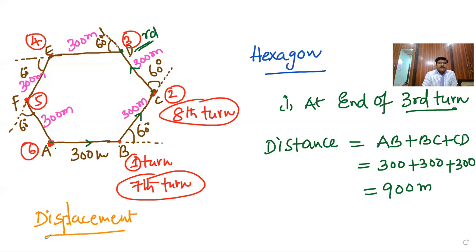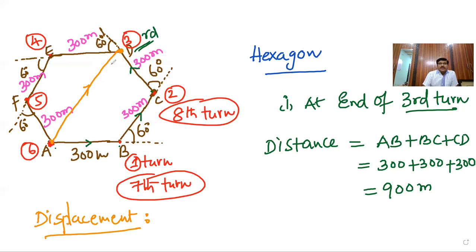What is the displacement? The shortest distance between the initial point A and the ending point. If I join these two points, this is the shortest distance. AD is the shortest distance. To find AD, I require simple mathematics.